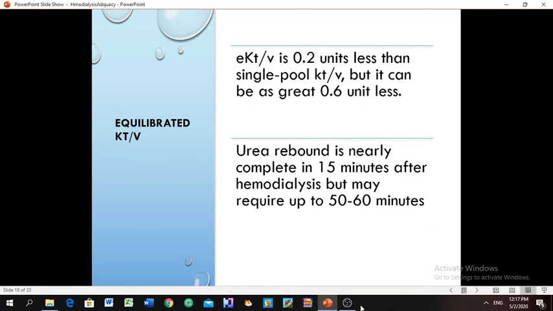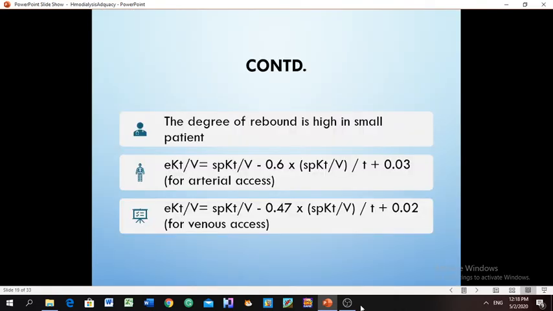In equilibrated KT/V is 0.2 unit less than single pool, but it can be as great as 0.6 unit less. Urea rebound is nearly complete in 15 minutes after hemodialysis, but may require up to 50 to 60 minutes. The degree of rebound is high in small patients, and these are the equations for calculating rebound for arterial access or venous access.